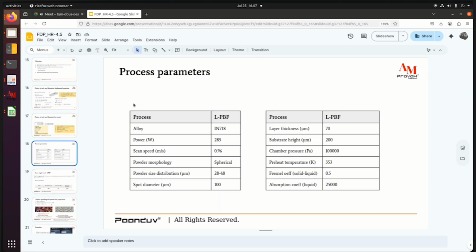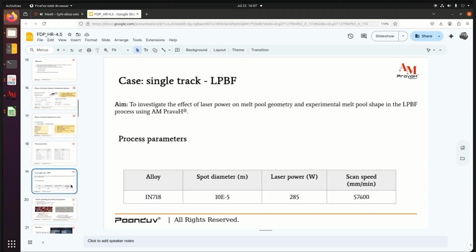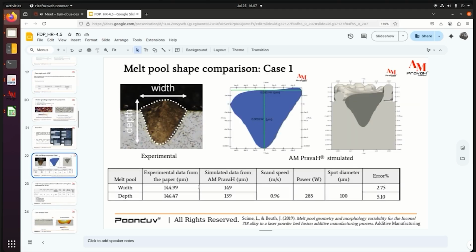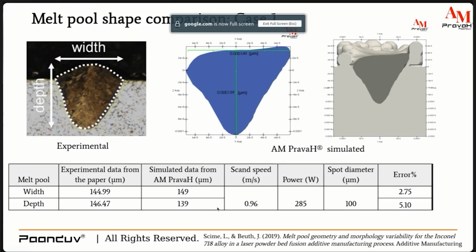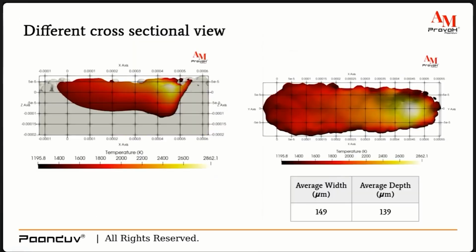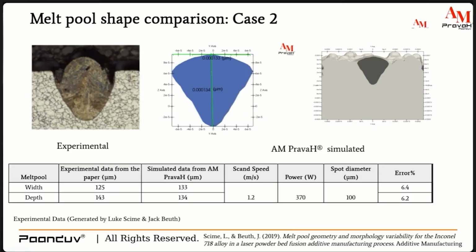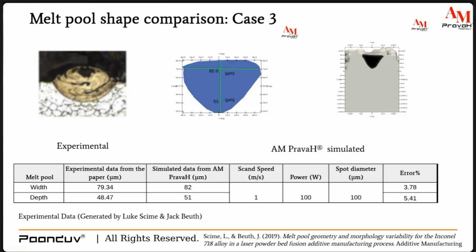Now in part 2 of this session, we will take all these parameters and we will change the scan speed and laser power. Can you go to the slideshow, please? It's very small. Yeah. We will change the laser power and the scan speed. So that will be case 1, and case 2 will change it to 1.2 370, and then case 3 will be a different case.